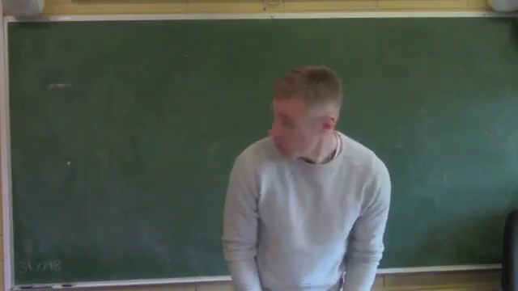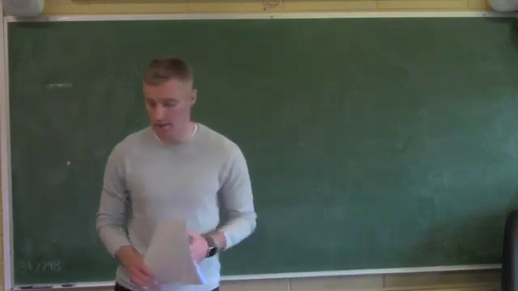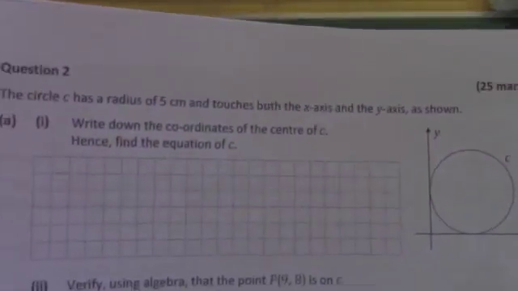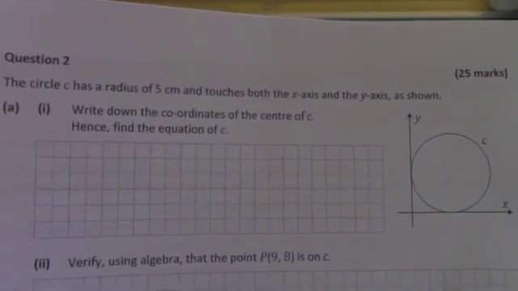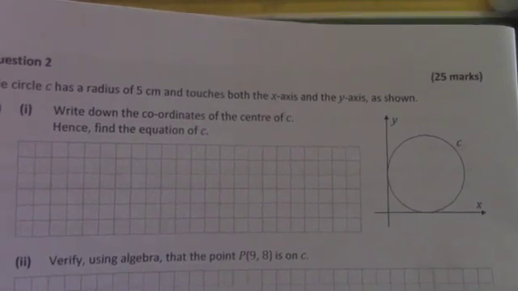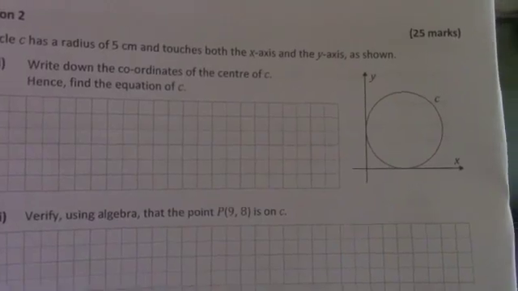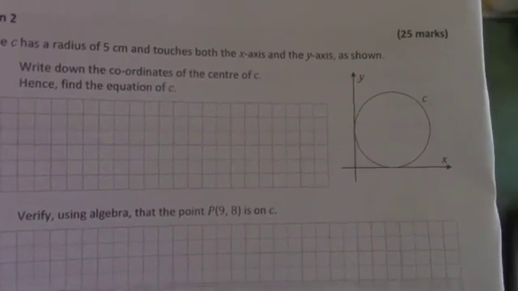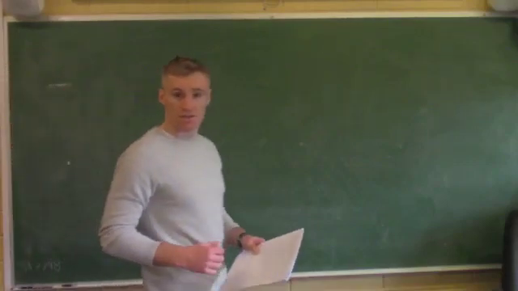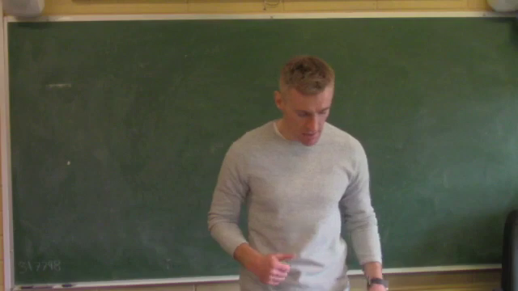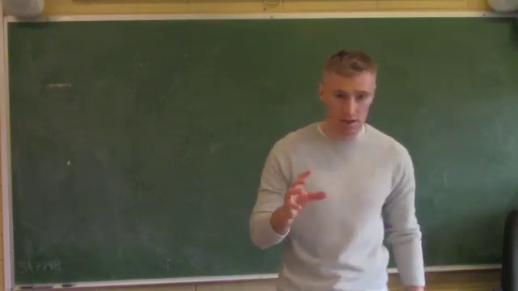So what I'm going to do first of all is look at a mock question. Just to show you, this is from the 2018 mock paper. What's the question? The circle has a radius of 5 centimeters and touches both the x-axis and the y-axis as shown. Write down the coordinates of the centre, hence find the equation of C. They called C the circle, so C is our circle. So find the equation of C.